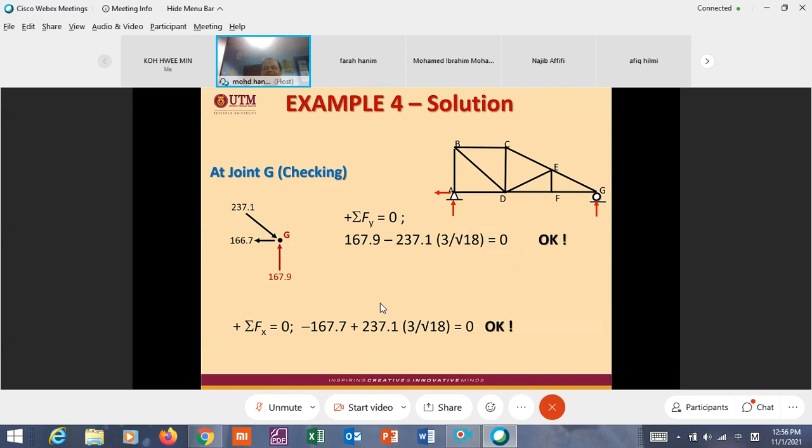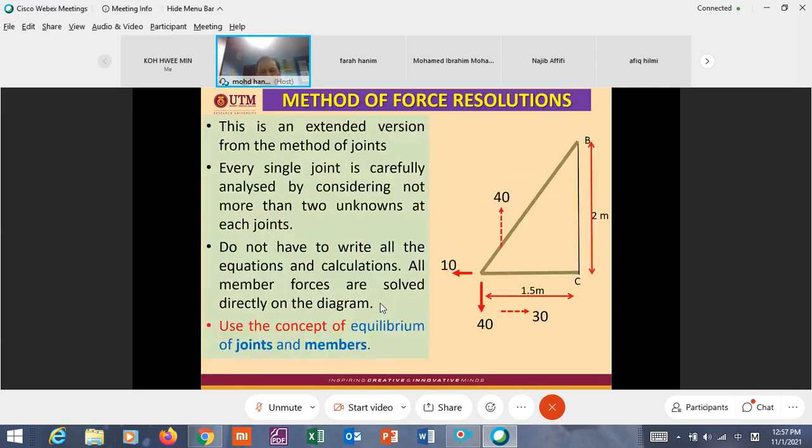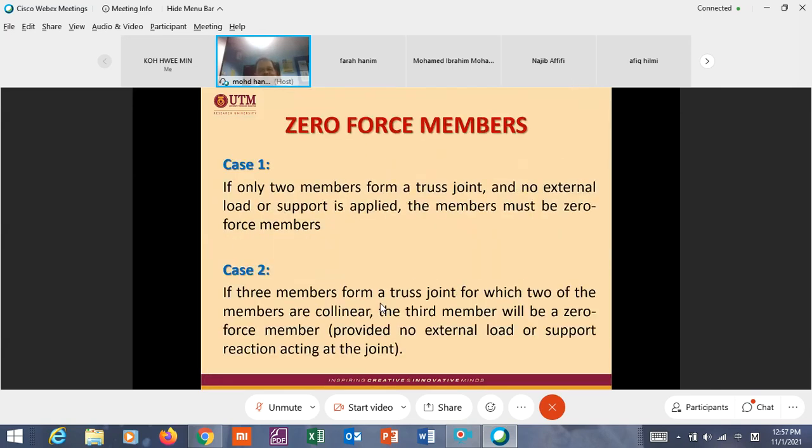Okay, three members meeting at a joint, but two members are collinear, so the third member will automatically be zero force. That is what is meant by the second principle of zero force members, case 2. I'll give you another example in the next lecture for the zero force member.